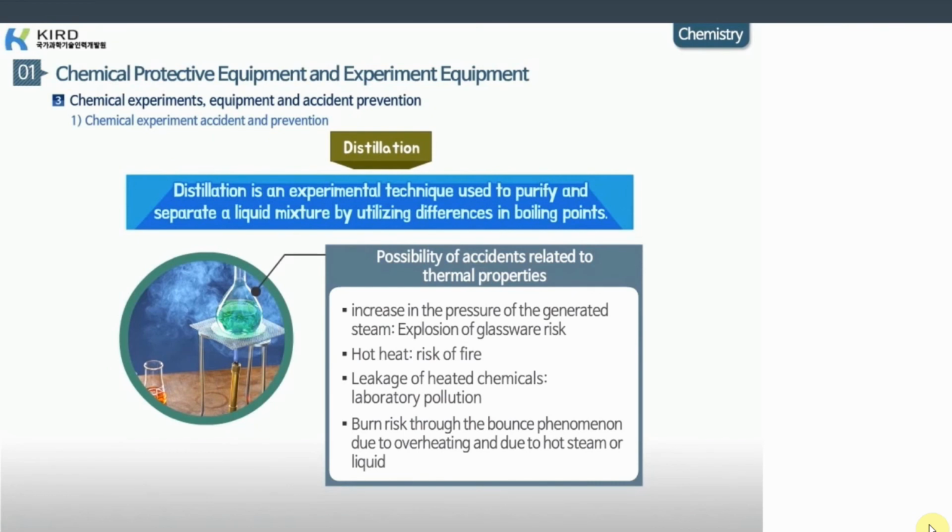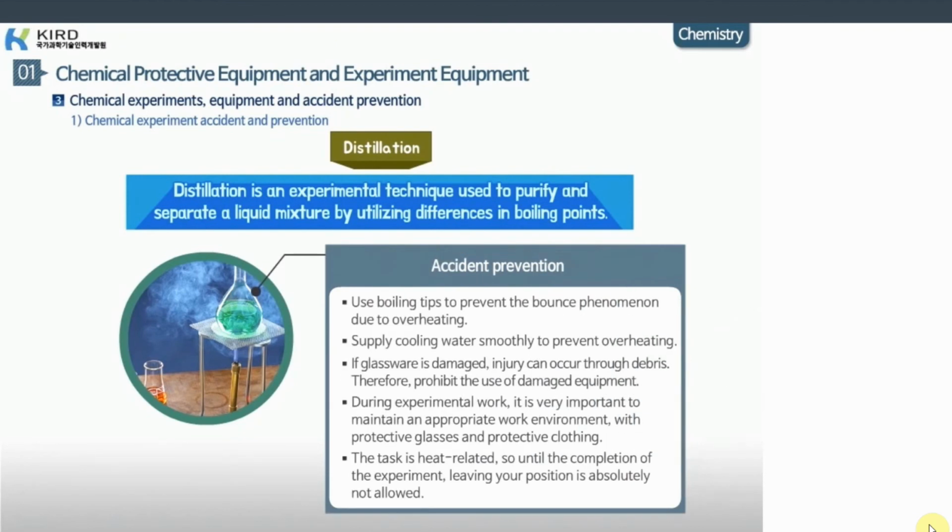First, there is a glassware explosion risk due to the increased pressure of the generated steam and a risk of fire from the heat. There is also the risk of lavatory pollution and leaks of heated chemicals. There is a burn risk through the bounce phenomenon due to overheating and due to hot steam or liquid. Because distillation experiments take place while heating a liquid, there is a possibility of accidents related to their thermal properties. It is important to prevent accidents.